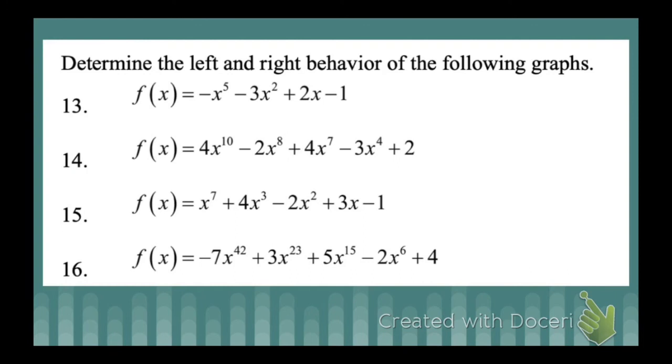For 13 through 16, you're going to determine the left and right behavior, which is just the end behavior. These are in non-factored form, so you just need to find what the leading term is. Look at the leading coefficient, is it positive or negative? Look at the degree, is it even or odd? And determine how the end behavior works.